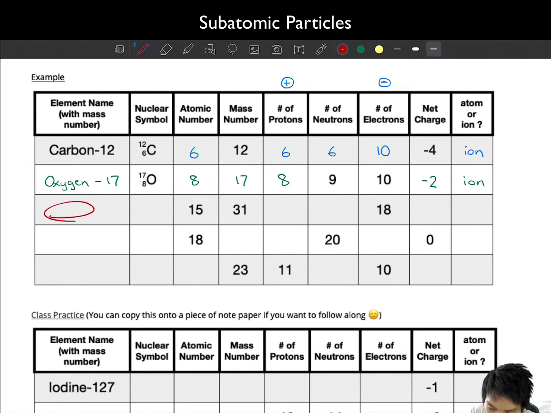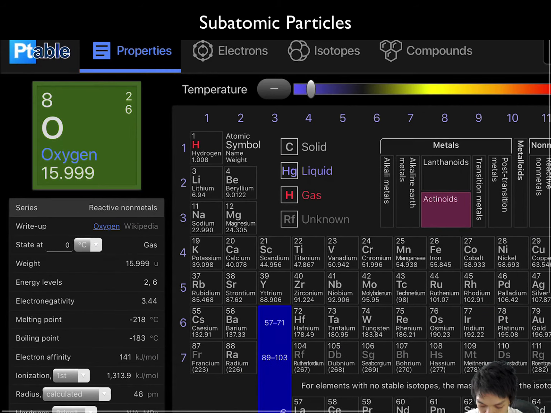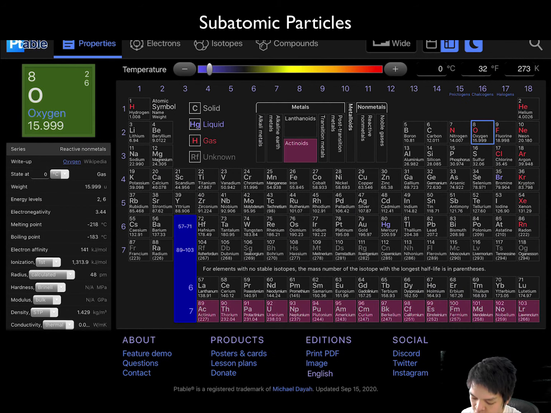I don't know the element name, I don't know the symbol, but I do know the atomic number is 15. If I know the atomic number, I can actually get the element, can't I? Because there's this thing called the periodic table, which organizes all of the elements from the lowest atomic number to the highest atomic number.